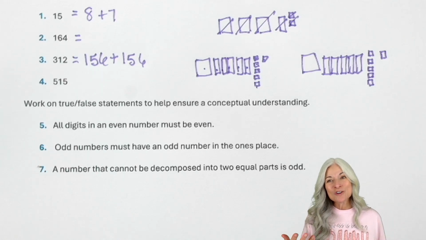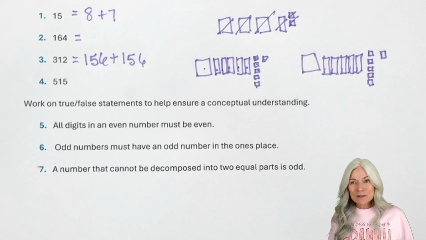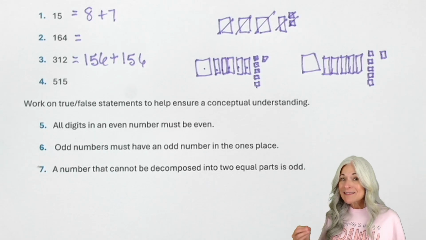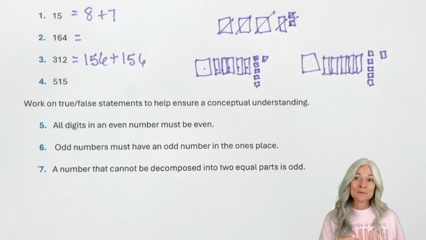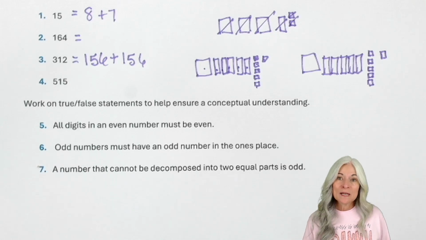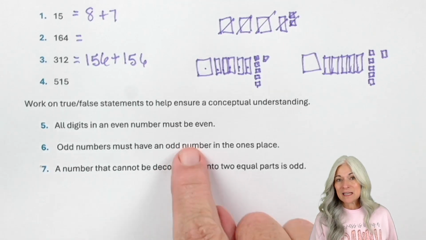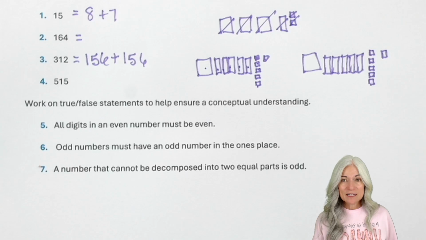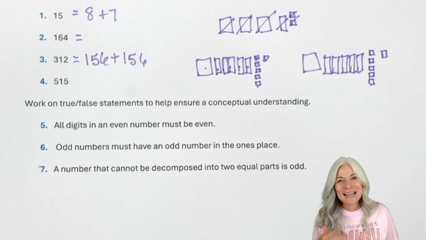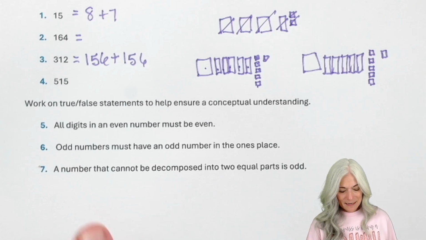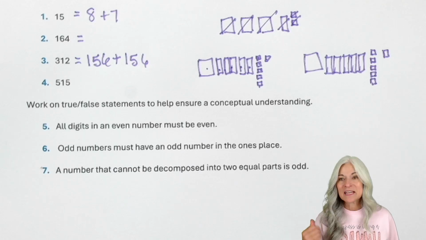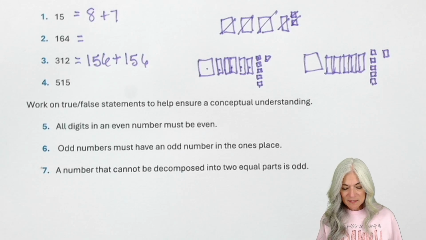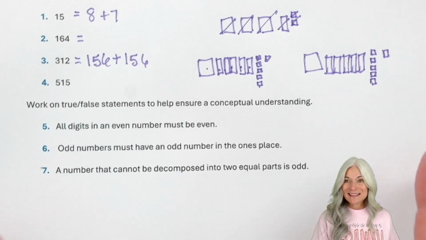So, and those true false questions, talk with your students. Well, how could we rewrite this so that it was true? Well, we could say something like the ones place in an even number must be even. Same thing here, 6. Odd numbers must have an odd number in the ones place. That's true. How can we make it false? Have those fun conversations. A number that cannot be decomposed into 2 equal parts is odd. Again, a true statement, but you can have some fun conversations about how could I make that false.